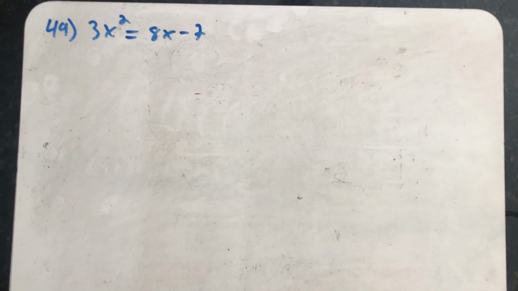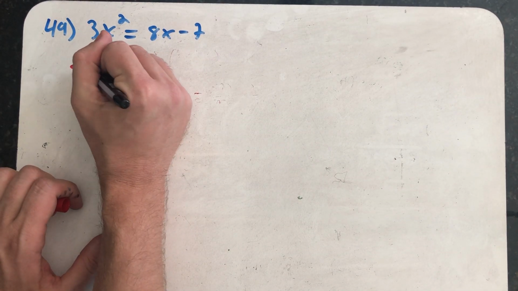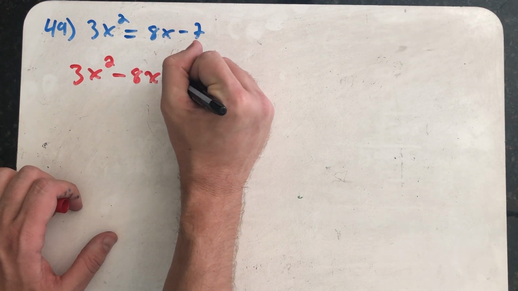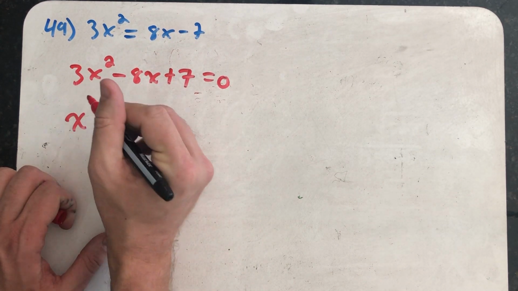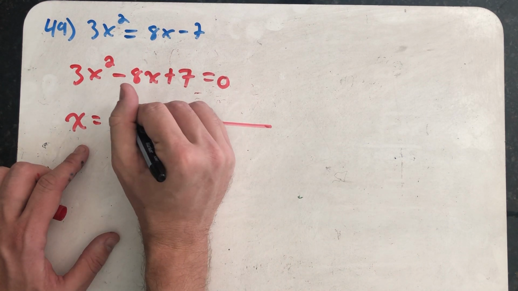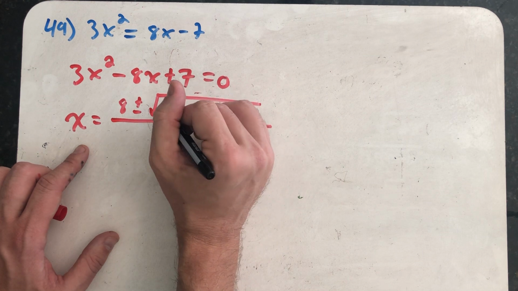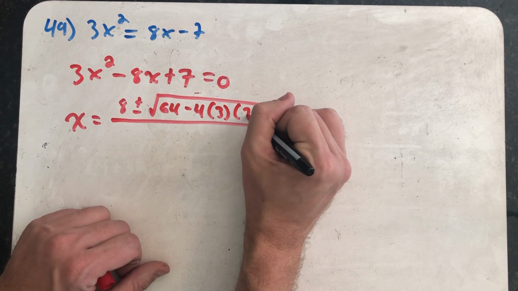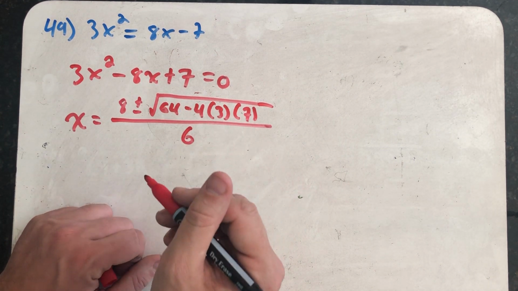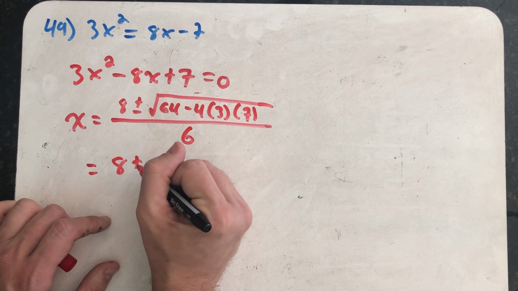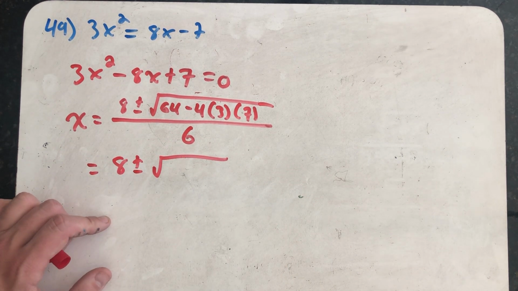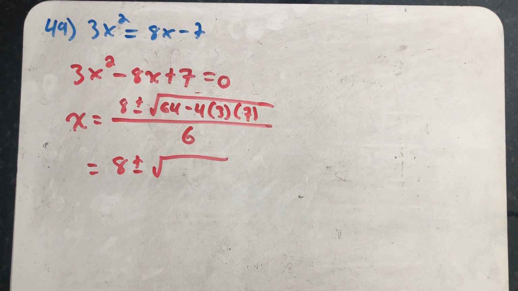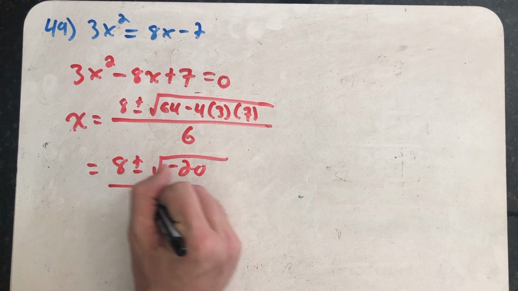Well, the first thing I'm going to do is rewrite it so that I have this quadratic equal to 0. So I'm going to subtract everything to the other side. And now I can use the quadratic formula: the opposite of b, plus or minus the square root of b squared minus 4 times a times c, all over 2a. Looking under the radical, I have 4 times 3 times 7, so 12 times 7 is 84. 64 minus 84, I have a minus 20 under the radical, all divided by 6.